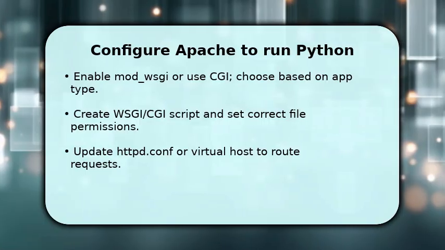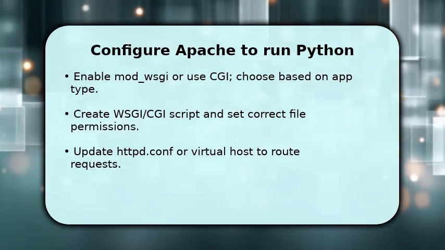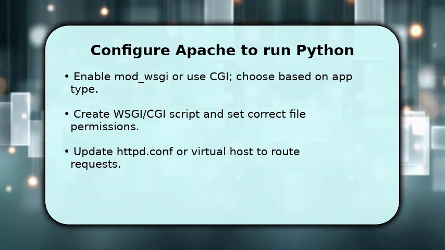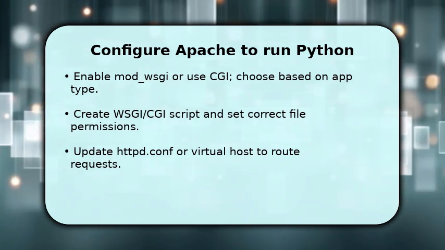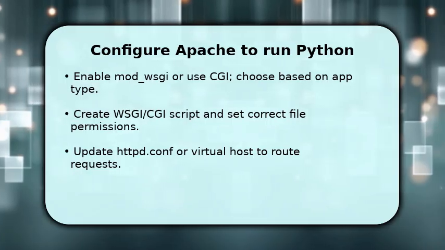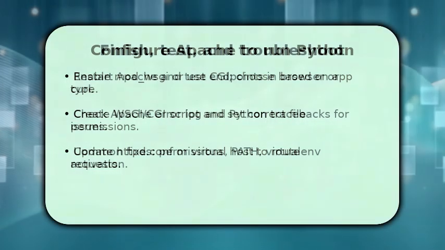Edit httpd.conf or your virtual host to load mod_wsgi, map the script alias, and restart. Finish by restarting Apache and testing endpoints in a browser or with curl. You should see your app response if routing and WSGI are correct.